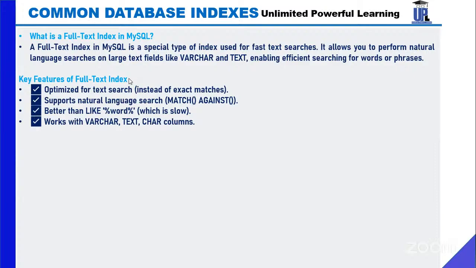So now instead of a B-tree index, sometimes you will be using text-based information, like remarks and comments that people are putting. How do you retrieve such data? That is what the full text index in MySQL is for. It is used for optimized text search, and supports natural language search like MATCH AGAINST. These are the methods we have. Better than LIKE, and it also works with varchar and text columns. So basically, we have textual information, and if I want to retrieve some information based on some queries, then full text index is going to help us.